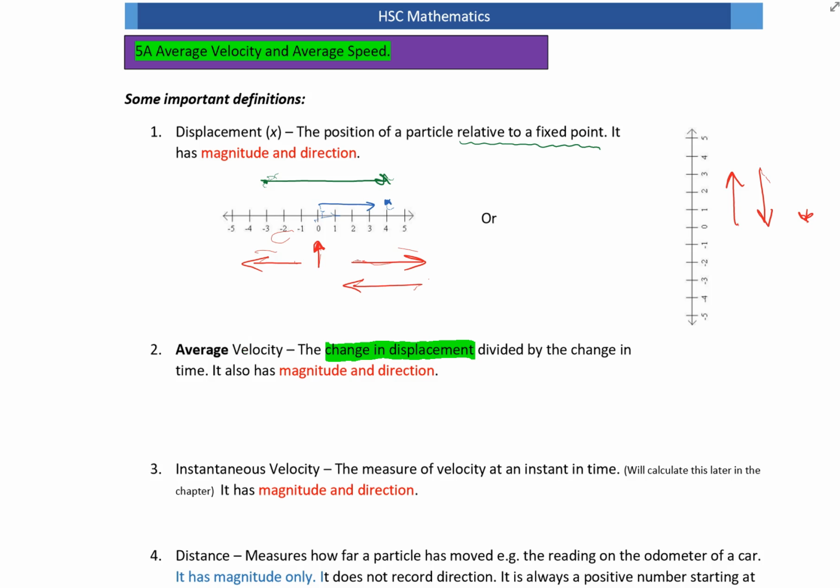Okay, say another particle that starts at 1 and moves in this direction and ends up at -1. Oh, that's not very good, but you know what I mean. Started at 1, finished at -1. What do we know? We know that it now has a displacement of -1. That's its position. But its change in displacement is -2 because it went 2 units in the negative direction.